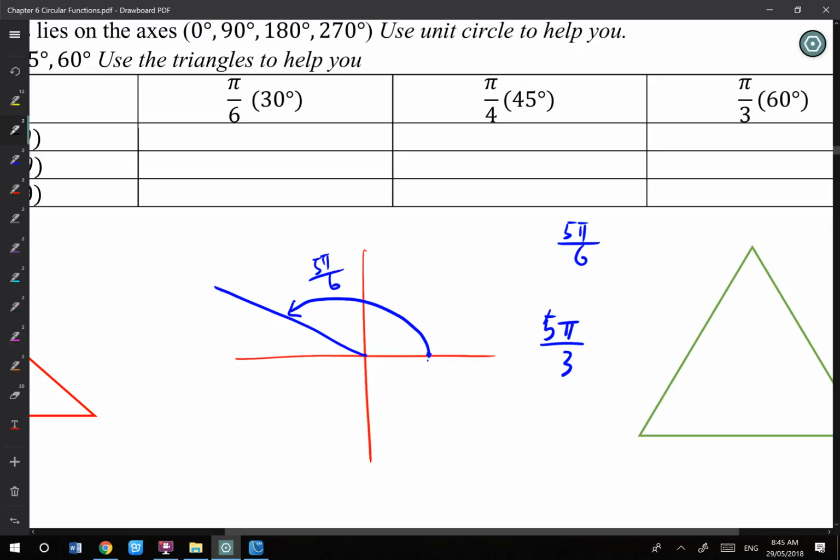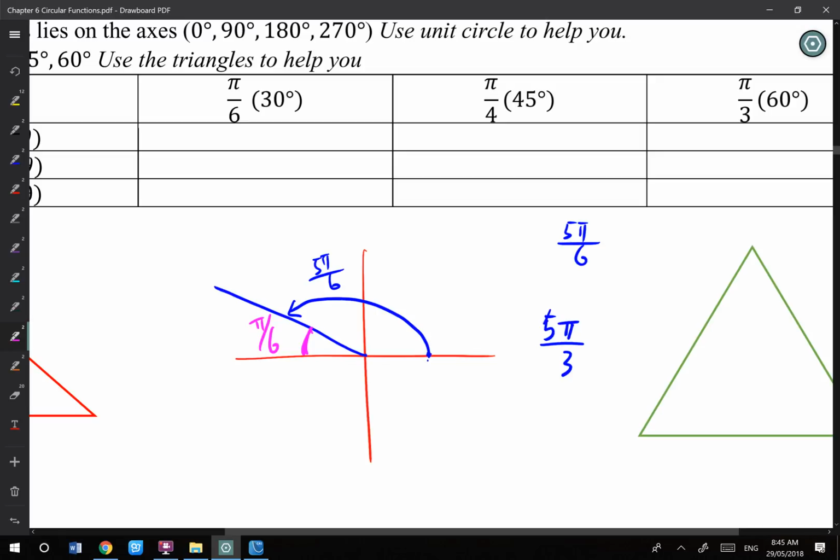Now come back to what a reference angle is. When you sketch this angle, it will make a smaller, acute angle with the x-axis. So for example, this one makes an acute angle with the x-axis, which is here. That angle is pi on 6. That is called the reference angle.